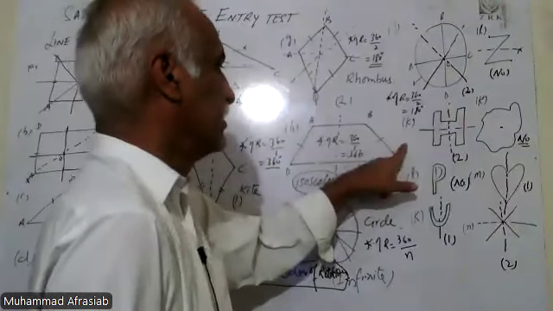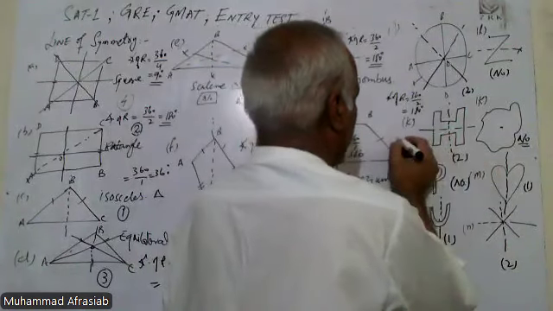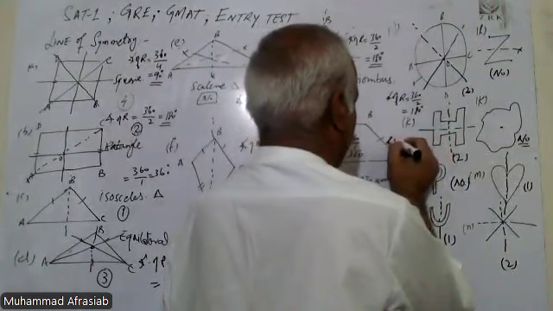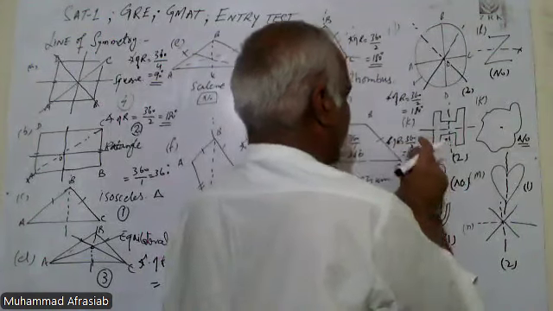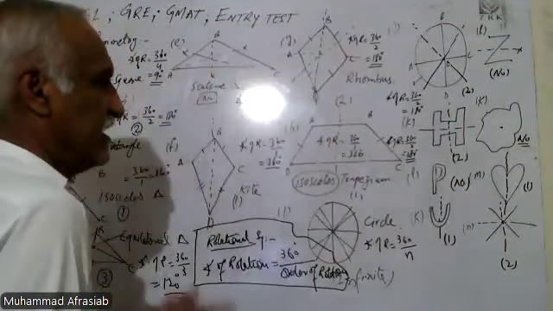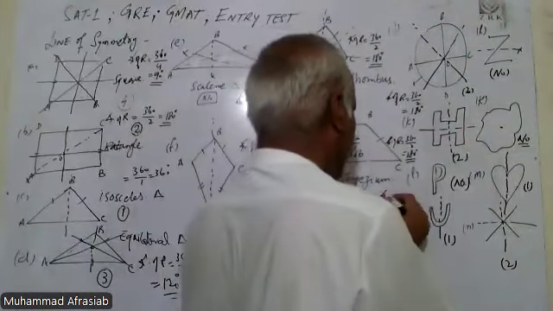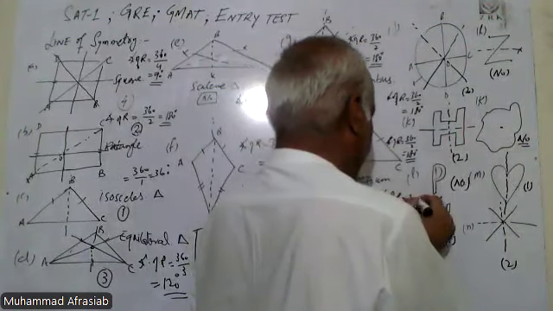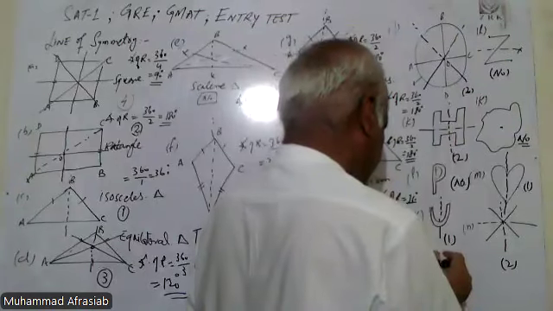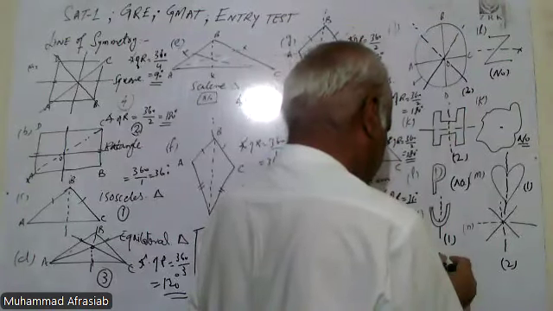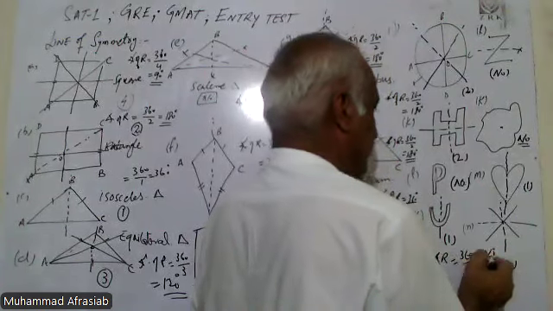For this one, because there are two lines of symmetry, the angle of rotation is 360 divided by 2, and it is 180. After 180 degrees, if you rotate it two times, it will be back to its original shape. There is no line of symmetry, so the angle of rotation will be 360 degrees. There is one line of symmetry, so the angle of rotation is again 360 divided by 1, that is 360 degrees.